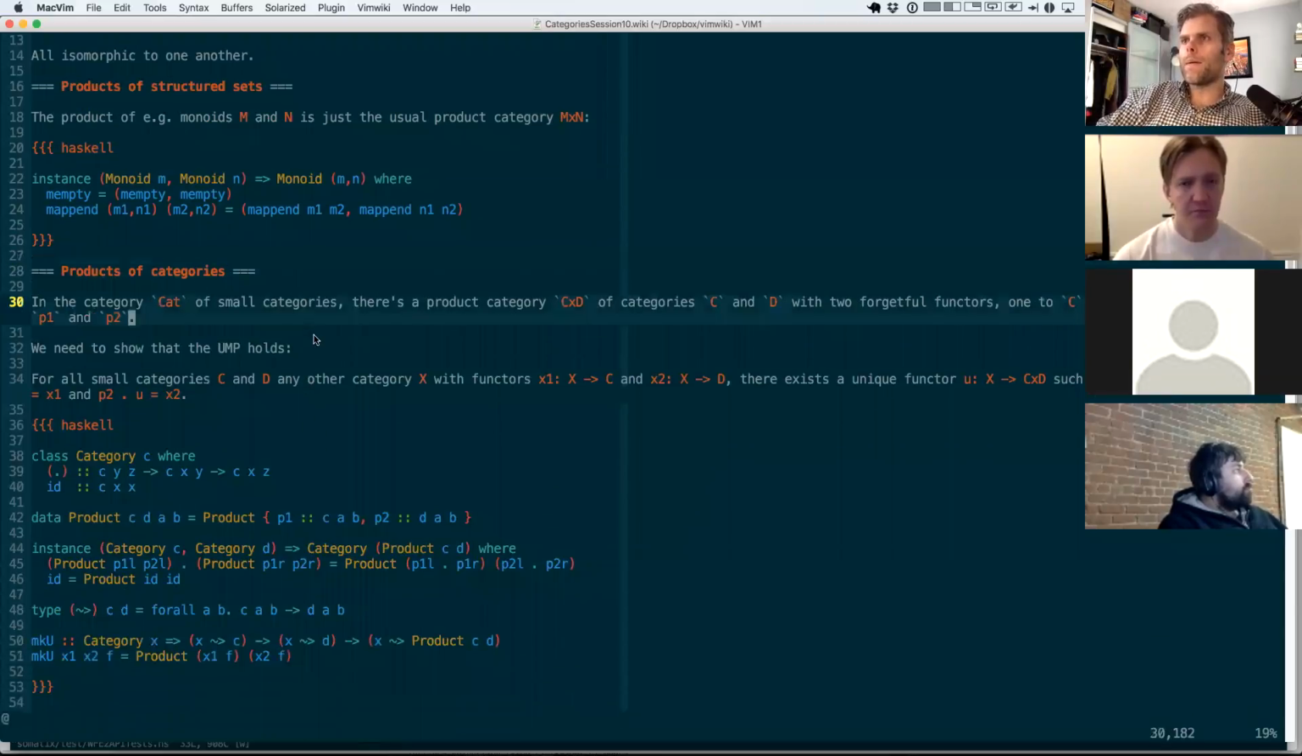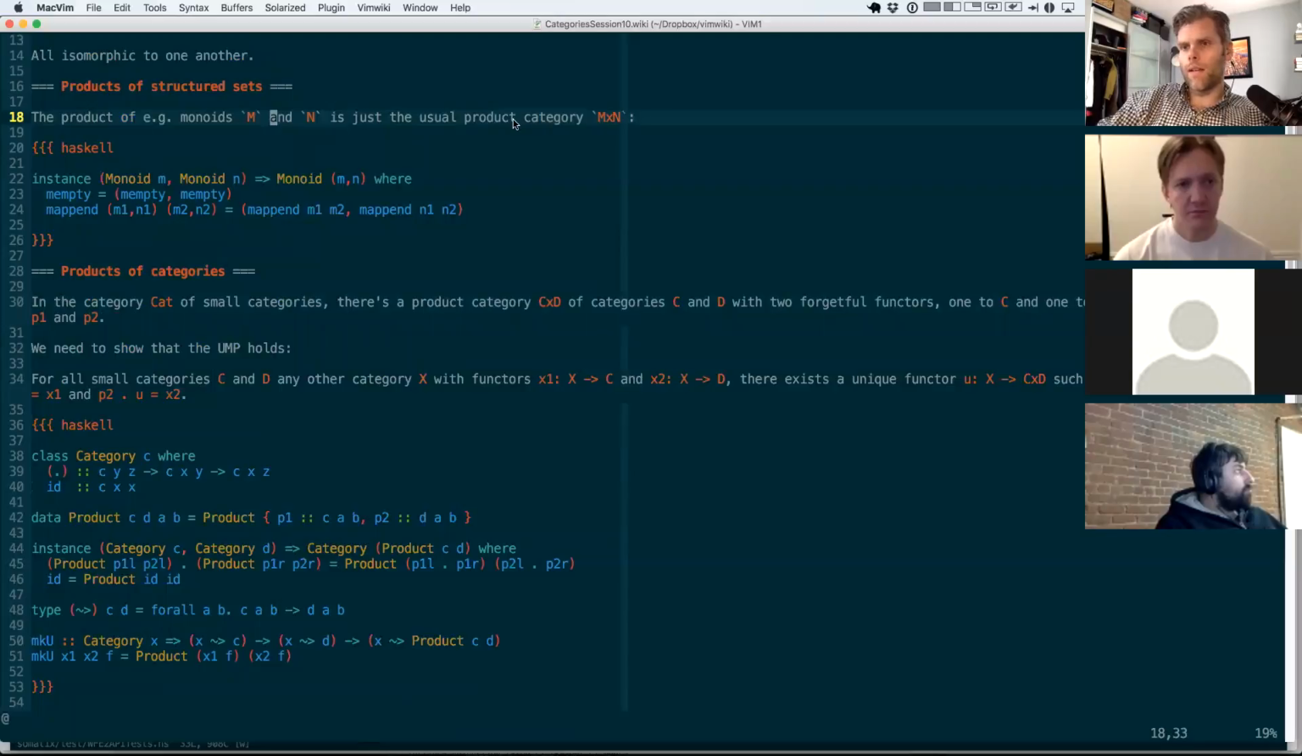Okay, we can take products of categories. Huzzah! So taking a product of two monoids is a special case of that. Those are just categories with one object each. And so then we take the product of those monoids, and now we have a product of categories. But we can take products of categories in general.